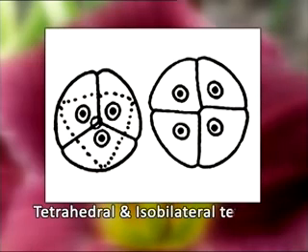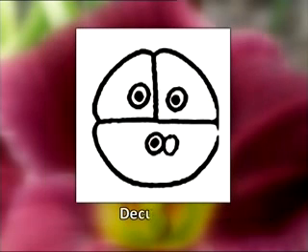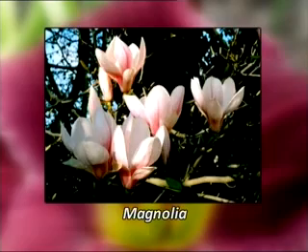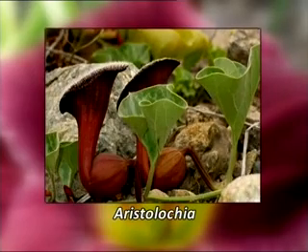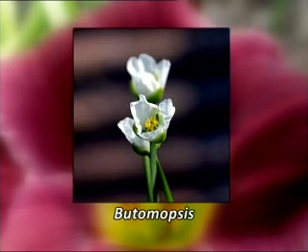Besides tetrahedral and isobilateral types, sometimes microspores may be arranged in decussate, for example, species of Magnolia, Crocus, and Atriplex; T-shaped, for example, species of Aristolochia, Butomopsis; or linear, for example, species of Halophila tetrads. The microspores of a tetrad usually separate from each other as the anther matures.